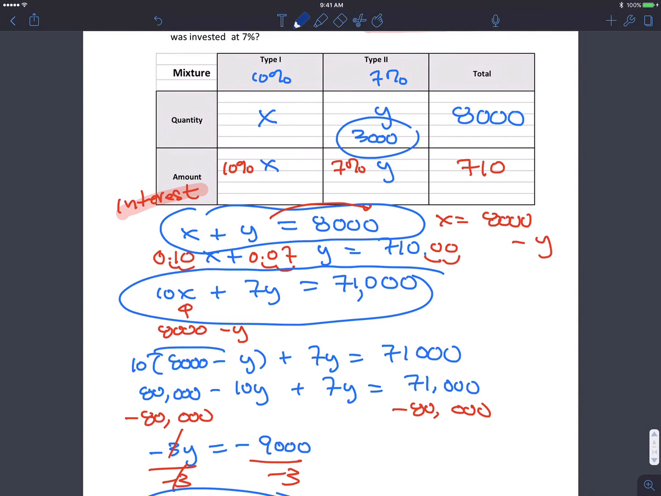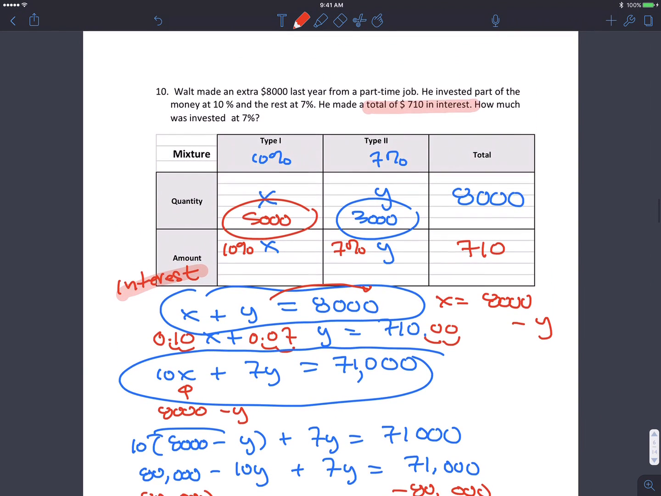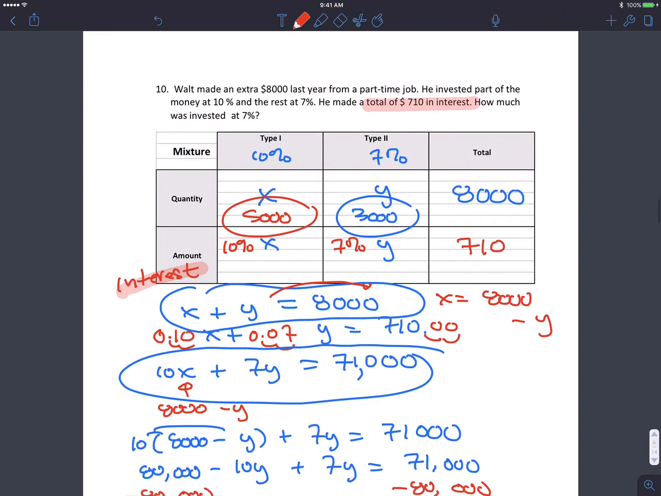That implies that we invested $5,000 at 10%, because if I plug in the 3,000 here for y, I get 5,000. Now this is the amount that's invested in both accounts. They only asked us for how much was invested in account number 2, or type 2, which is at 7%. And that's right here, $3,000.